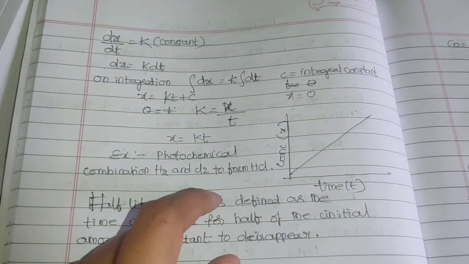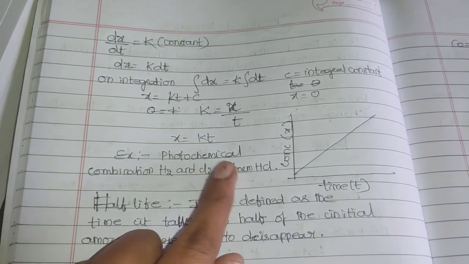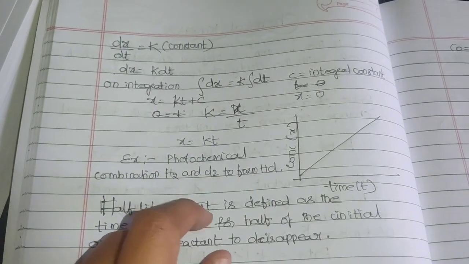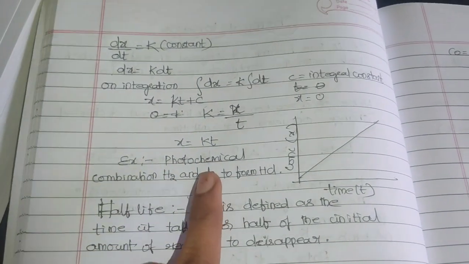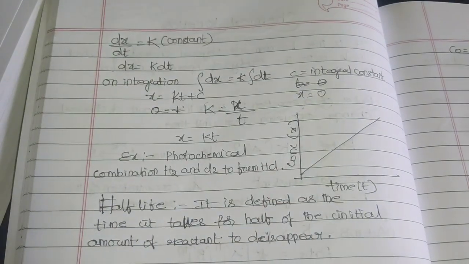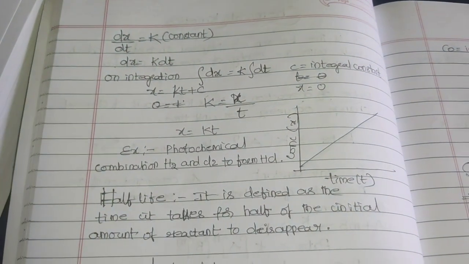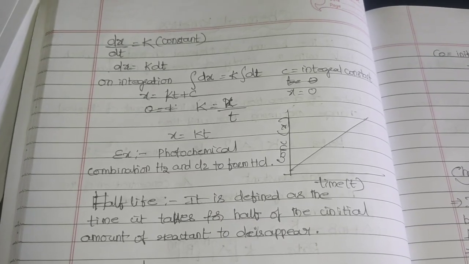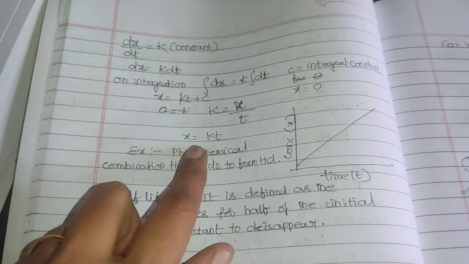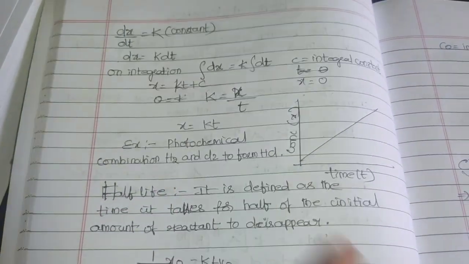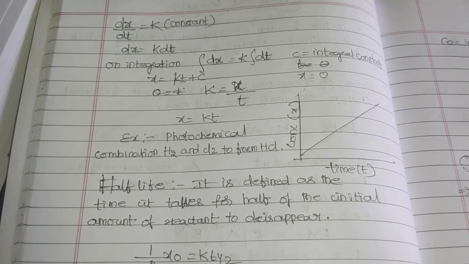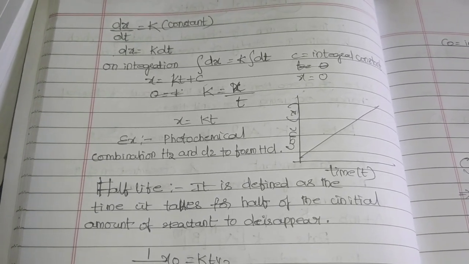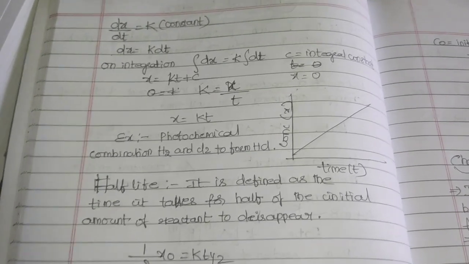An example of a zero order reaction is the photochemical combination of hydrogen and chlorine to form HCl. So hydrogen and chlorine react together to form HCl, and the concentration of hydrogen and chlorine does not play any role in the rate of the reaction, because it is a photochemical combination. So the more light energy there is, the faster the reaction will take place.